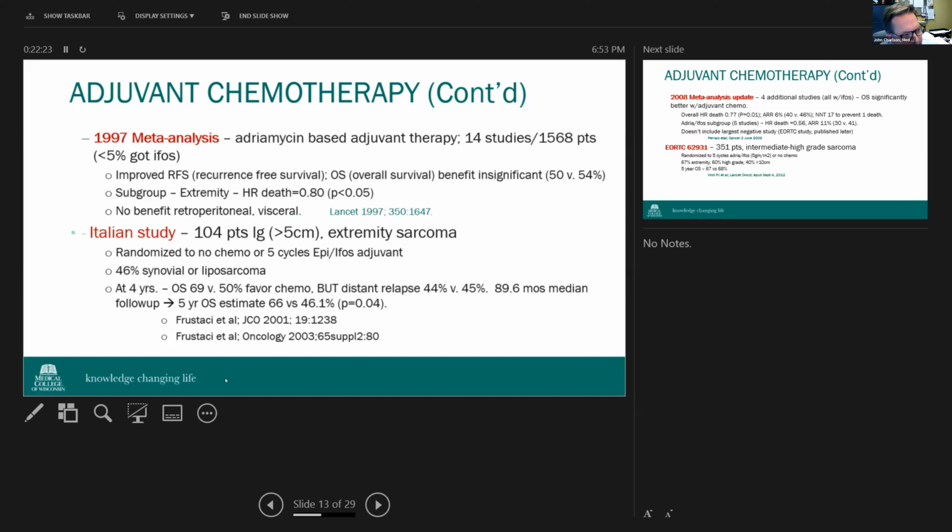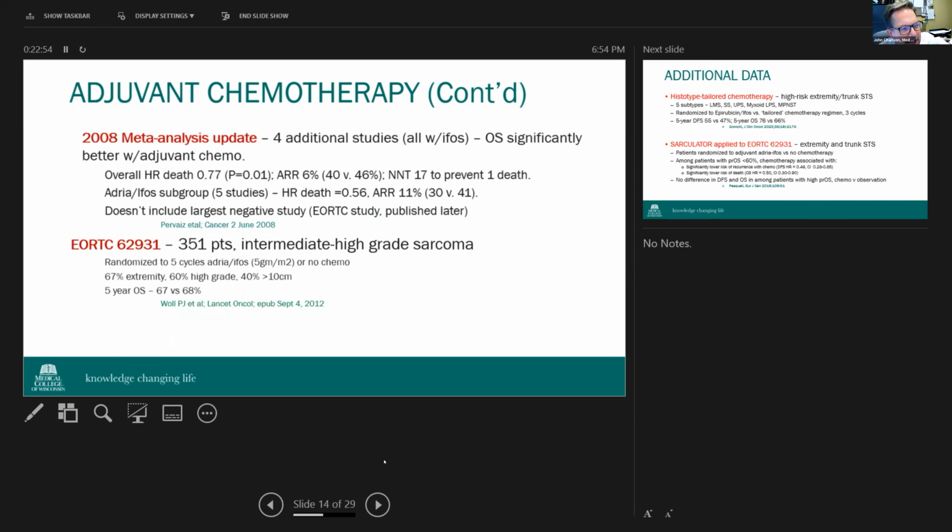Really the first well done randomized clinical trial comparing optimal chemo to no chemo in a selected high-risk group of extremity sarcomas was this Italian study, a relatively small study though, 100 patients. Even with long-term follow-up, there appeared to be an overall survival advantage, but it was kind of weird because the distant relapse rate matched up after several years of follow-up.